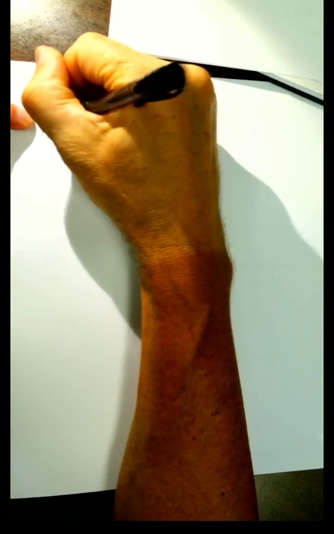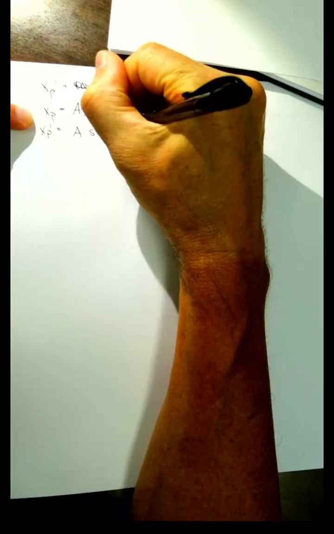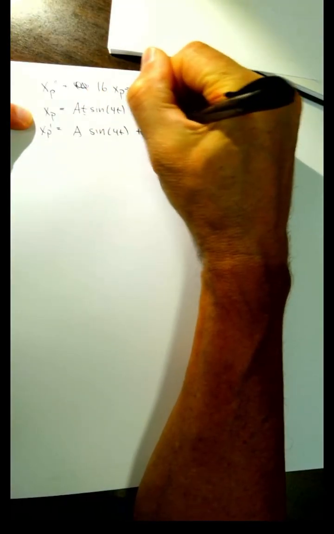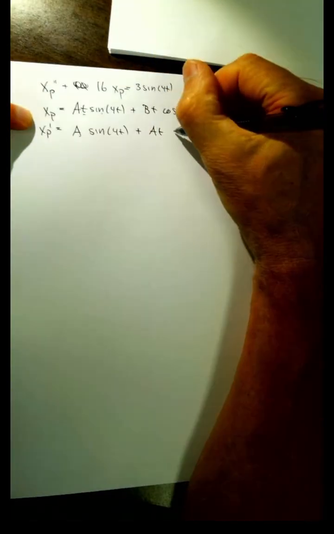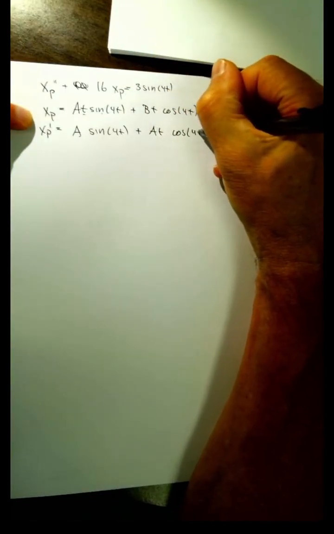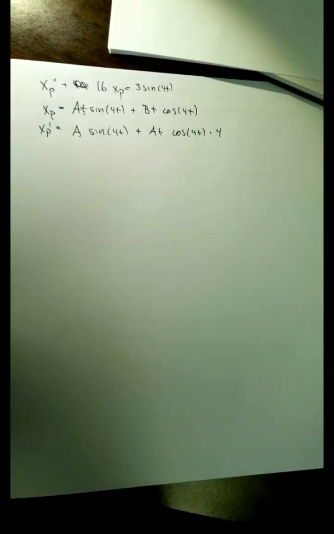So let's take the first derivative. I need the product rule. So derivative of t is 1. So I get a sine of 4t. And then the derivative of sine of 4t is going to be cosine of 4t times the derivative of 4t, which is 4.